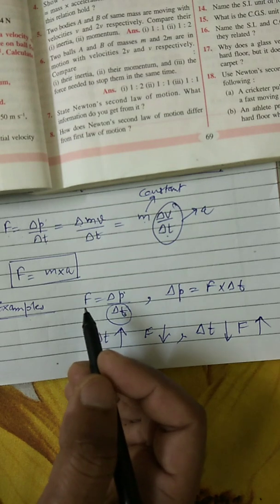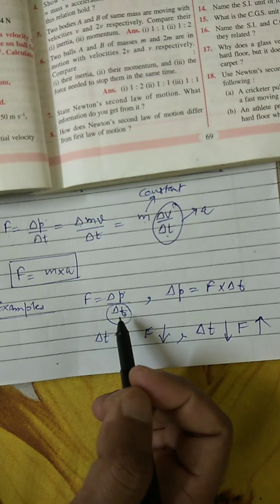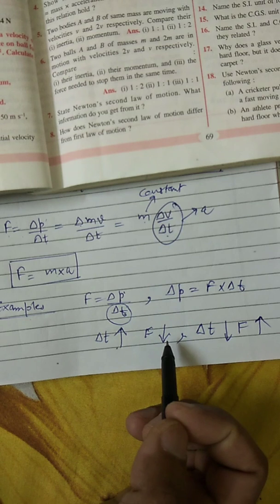And if it is replaced with the carpet or sand, means it will allow it to fall on carpet, delta T will increase and force effect will decrease.